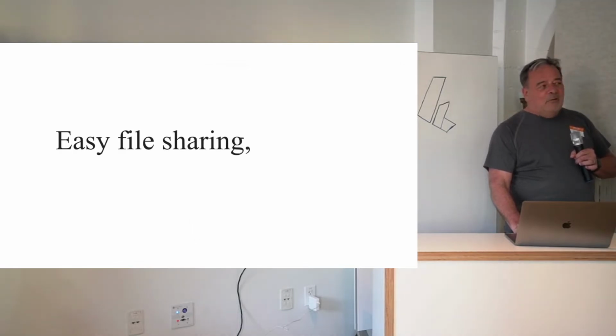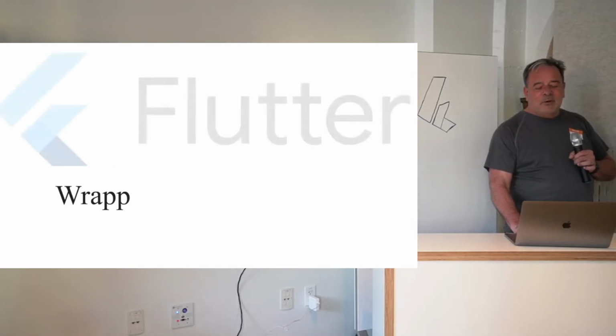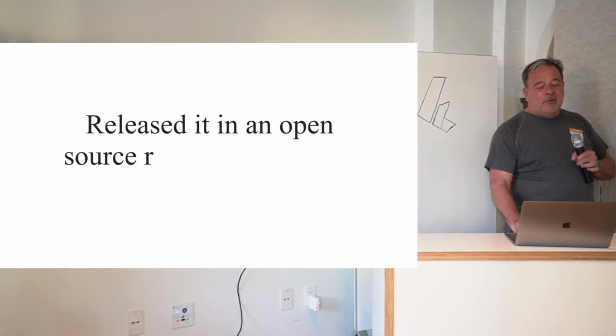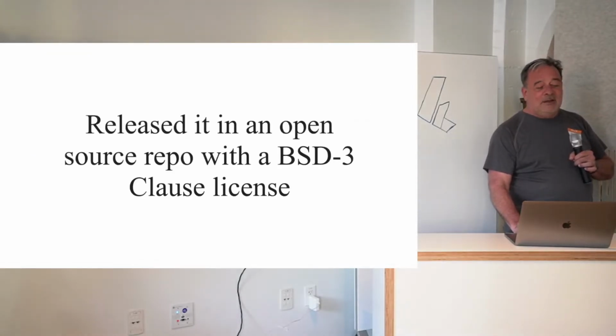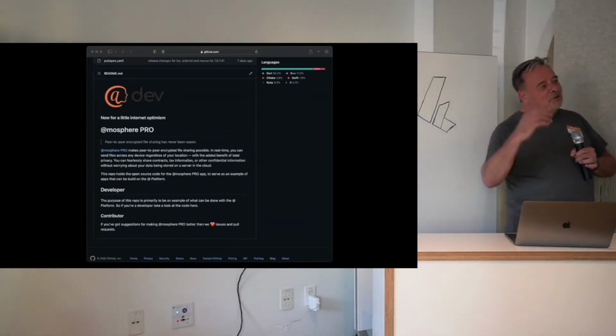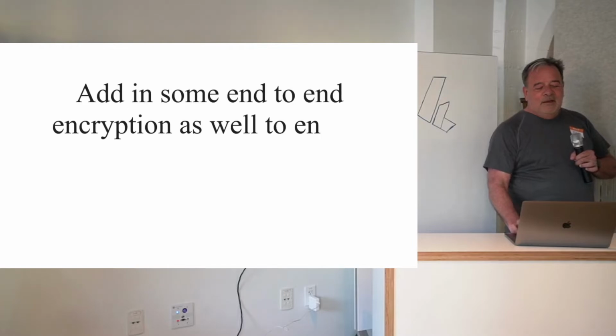So we wrapped it in a lovely little Flutter app and released it into an open source repo. That's it here. So you can take a look at the source code, download it, play with it. The Linux distribution is available from the GitHub repo. Everything else is actually in the stores. We added all the end-to-end encryption to make sure that the only person you intend to share it with is the only person in the entire universe that's able to access a file and decrypt it.